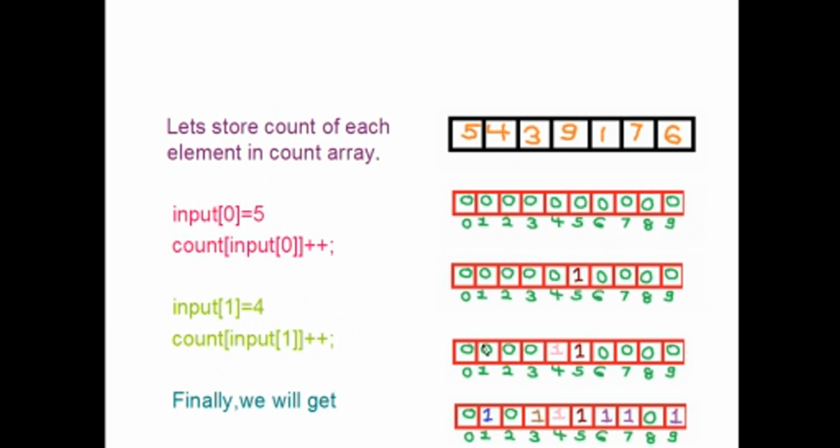Next, let's store the count of each element in the count array. So the first element is 5 here. We'll go to the fifth position, at the fifth index in the count array, and we'll increment its value. Here it is 0, so we'll increment it by 1. Now it contains 1, as you can see here. Now the next element is 4, so we'll go to the fourth index and increment its value by 1 again. Similarly, we'll traverse the whole input array and change the count array accordingly.